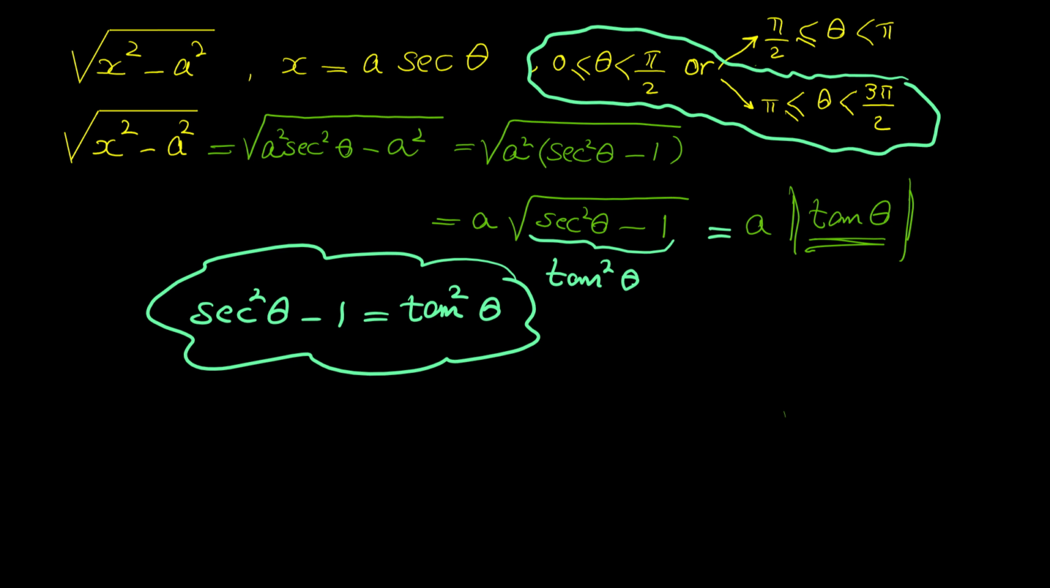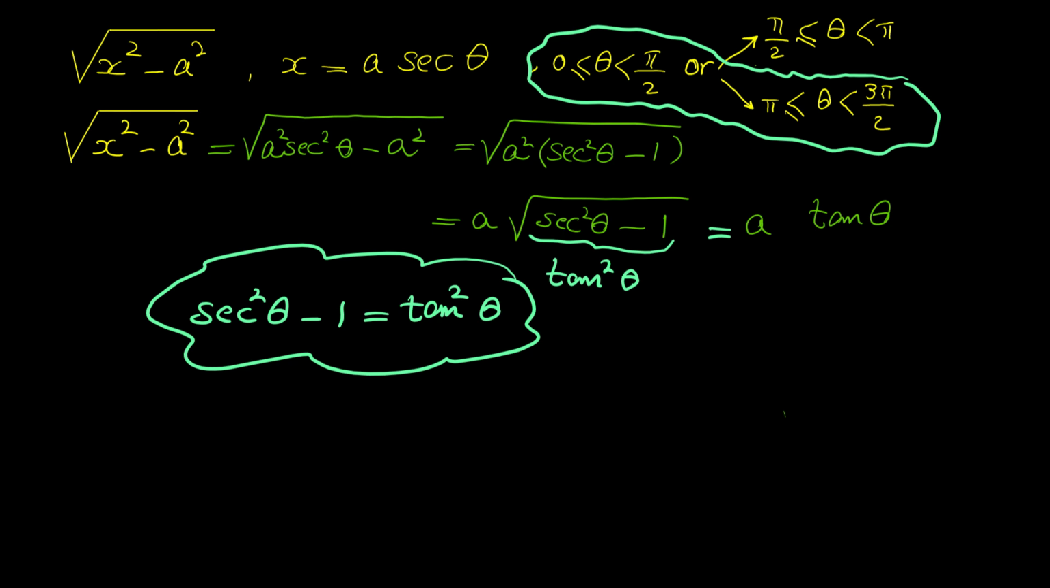If we follow this rule that we always keep theta between 0 and pi over 2 or between pi and 3 pi over 2, then we can completely get rid of the absolute value, and we don't need to put absolute value for tangent theta. And this makes the calculations easier.